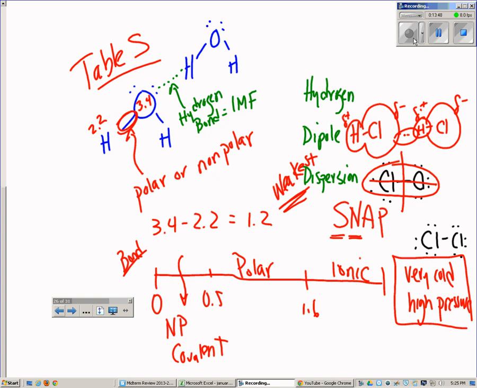Hydrogen bonds are the strongest. Why? Hydrogen bonds occur between molecules that have hydrogen bonded to fluorine, oxygen, or nitrogen. Look in particular for water, ammonia, or hydrogen fluoride. Those molecules are very polar. Because they're very polar, they are going to have the strongest intermolecular forces.